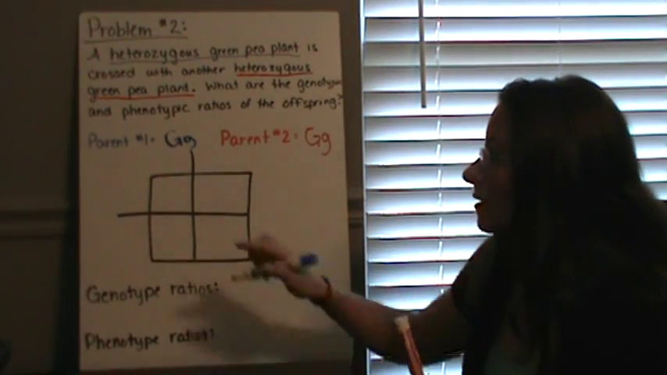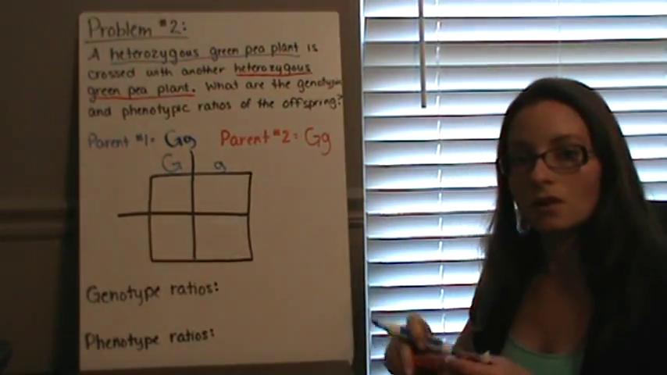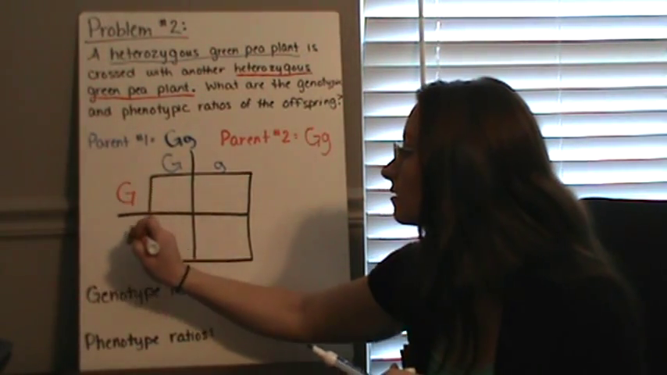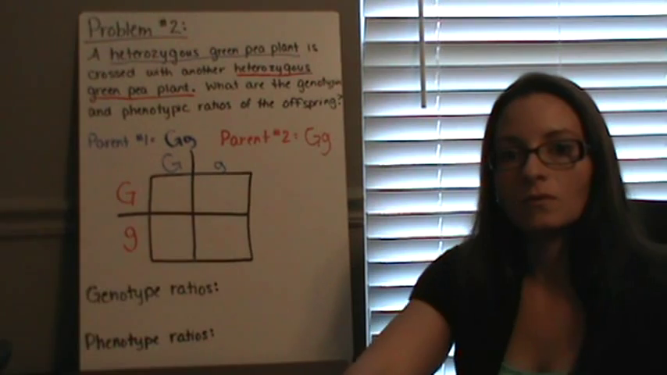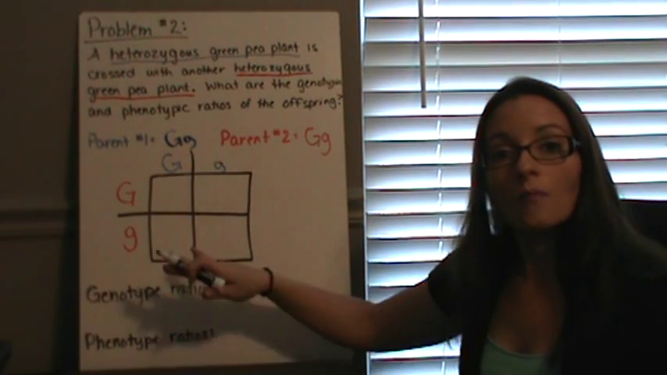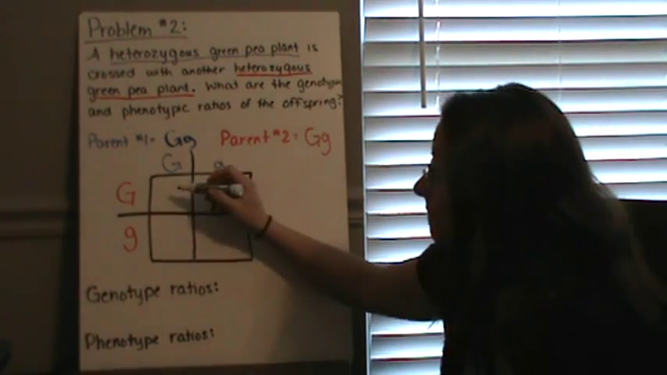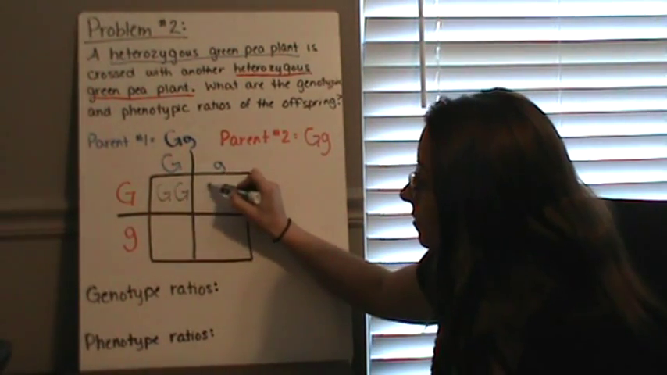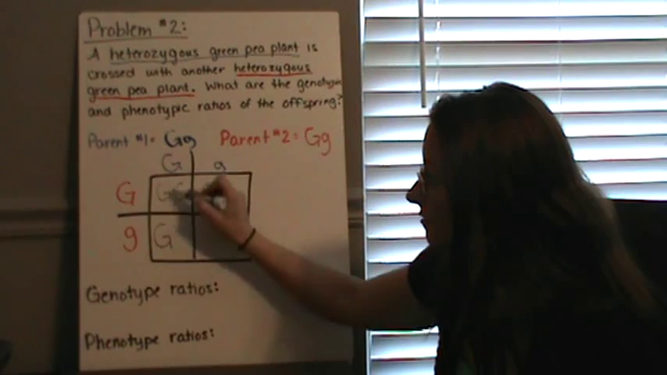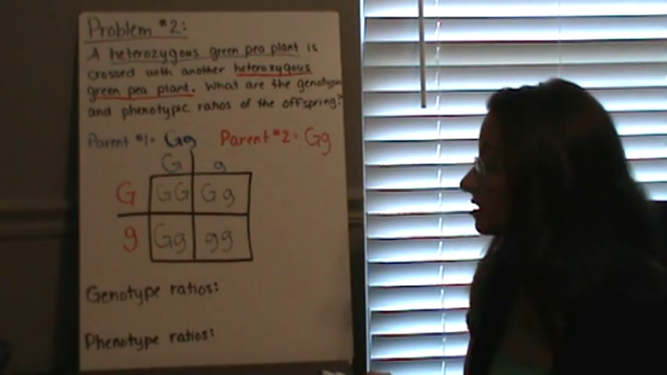Okay? So we take parent number 1 and put them across the top. Big G, little g. We'll take parent number 2, put them down the side. Big G, little g. And then when we fill in our Punnett square in the center, you'll notice that our probabilities and ratios are going to be different than what we just saw because our parents are different than what we saw. So this box will be big G, little g. This box, big G from the top and little g from the side. And then this box will be 2 little g's.